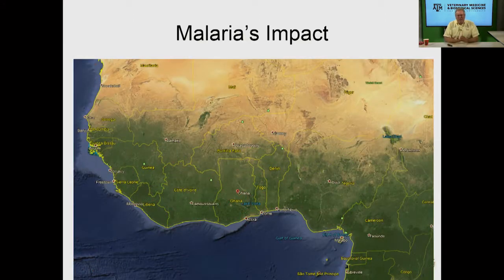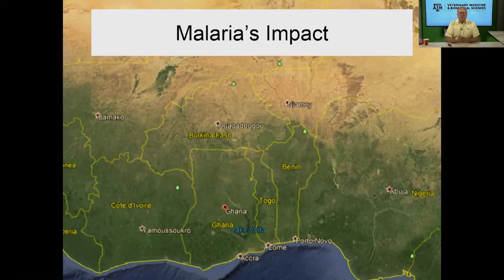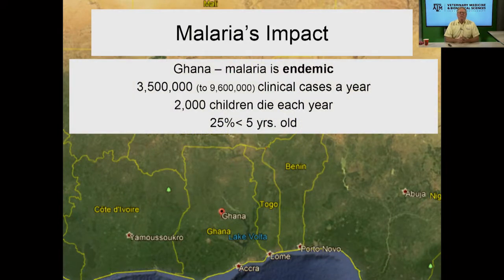Well, for our friends in Ghana, this is a map of West Africa, and Ghana is right in the center, right along the ocean there. And let me increase that a little bit. And hopefully you can see there's Ghana right in the center. Now, what is the impact of malaria in Ghana?